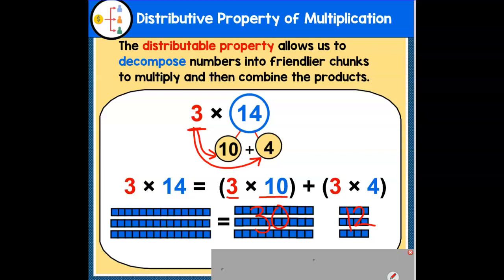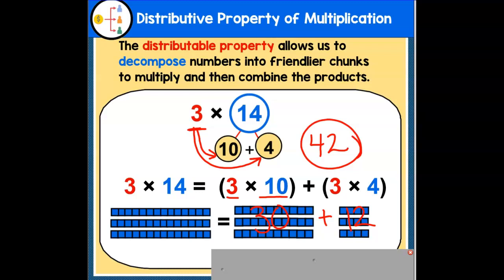And now, since I decomposed it first, I have to compose it again. I have to put it back together. 30 plus 12 is going to get me 42. I could have also done 14 plus 14 plus 14, but I know those facts quicker, and for me that was easier. So discuss with your table partner what makes more sense now about the distributive.